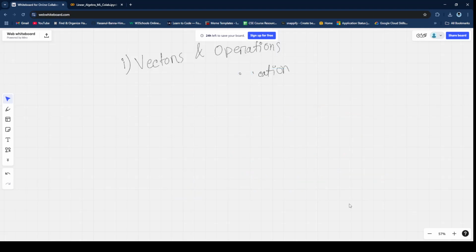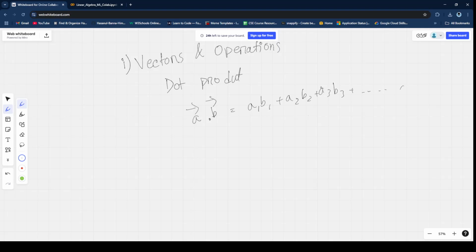Now it's time for our dot product, or the inner product. So if I want to do a dot product, let's say a vector dot b vector, it will multiply in this way. It will be a1 b1 plus a2 b2 plus a3 b3, plus and so on, up to an bn, the last number of my vector.